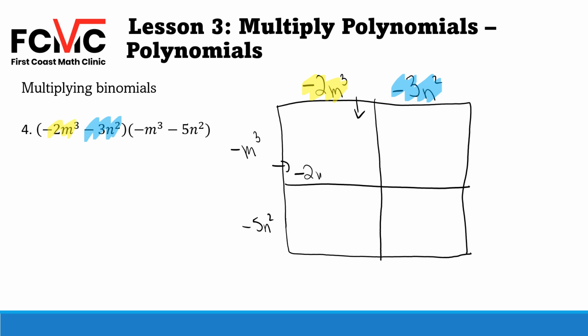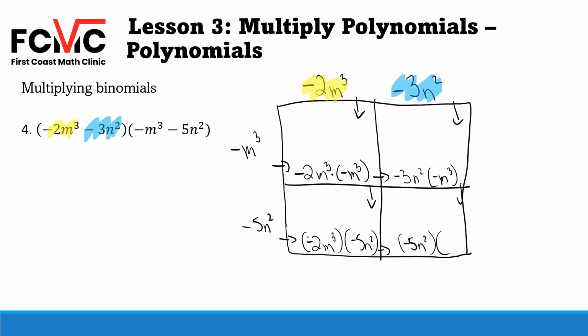So negative 2m to the third times negative m to the third, down and across, negative 3n squared times negative m to the third, down and across, negative 2m to the third times negative 5n to the second, and then down and across, negative 5n to the second times negative 3n to the second.